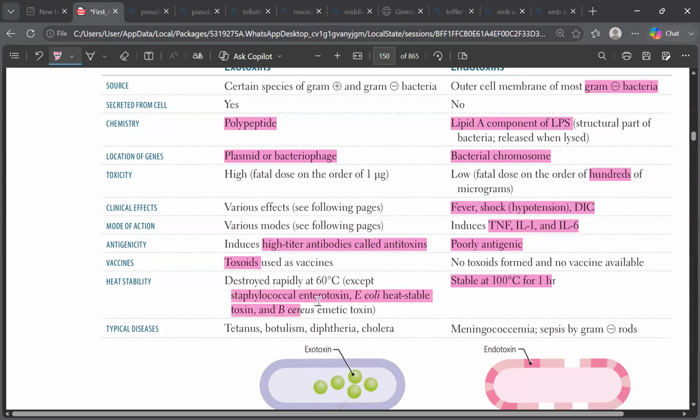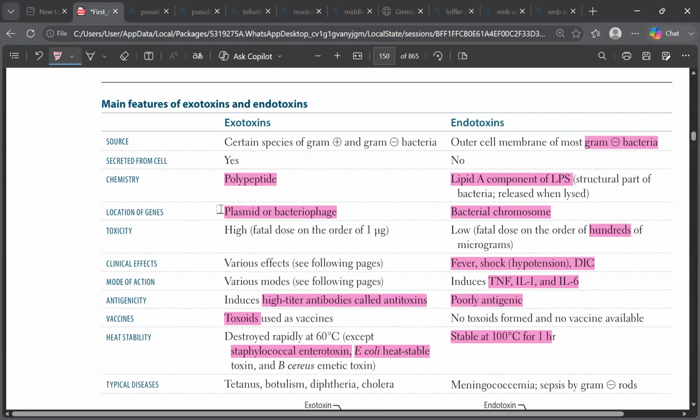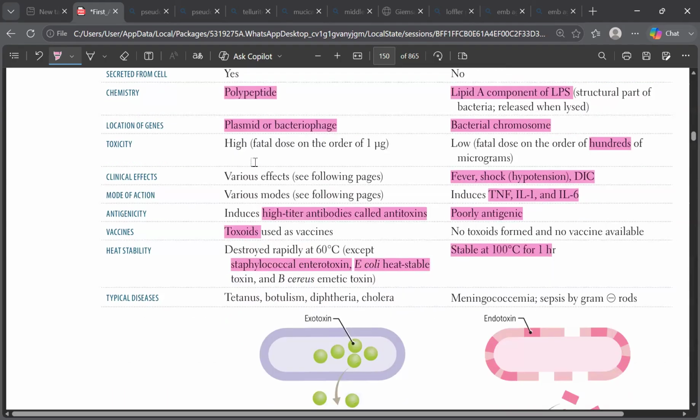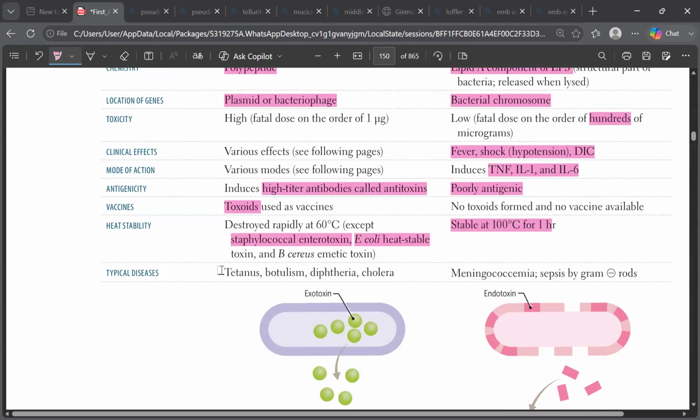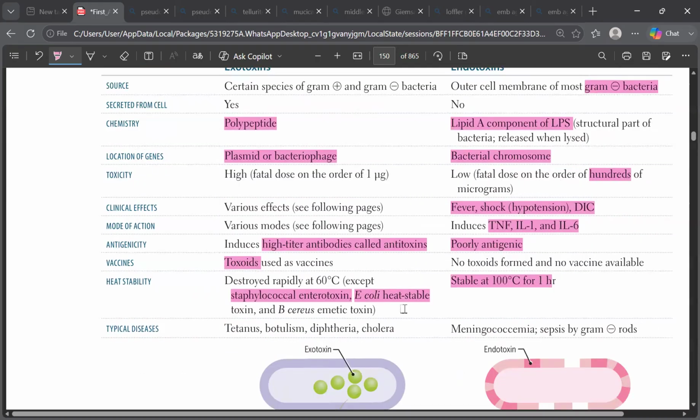Except staph enterotoxin, E. coli stable toxin, and B. cereus emetic toxin. Heat stability is poor for exotoxins. Then we have typical diseases associated with exotoxins. These are tetanus, botulism, diphtheria, and cholera. And with endotoxins, we have meningococcemia, and there's sepsis by gram-negative rods caused by these endotoxins.